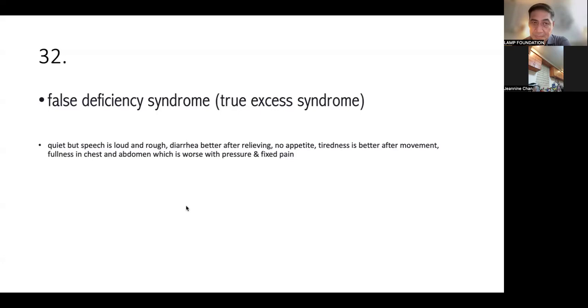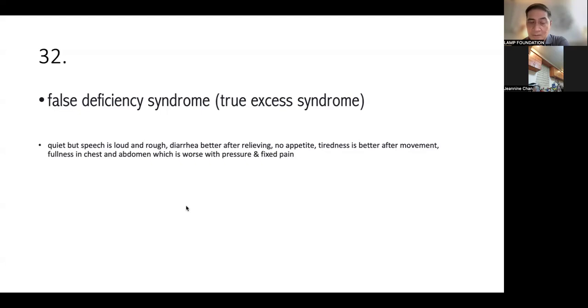False deficiency symptoms: dislikes speaking, listlessness, deep and slow pulse. But with true excess, although he dislikes speaking, when he speaks the voice is very loud and rough. No appetite. Tiredness is better after movement. So that means it is excess.